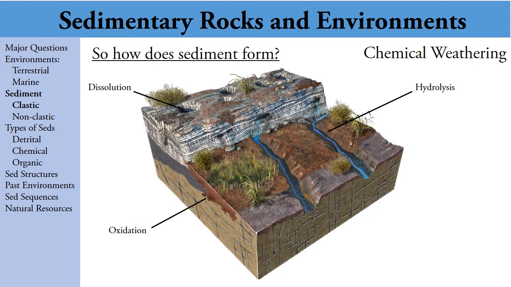And that stuff's really carried away. So hydrolysis is like the main formational agent of clay-rich soils, because you've got lots of these silicates in there. We'll talk about that in a minute.